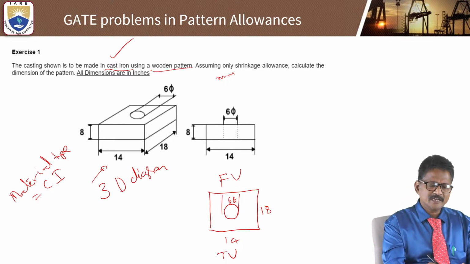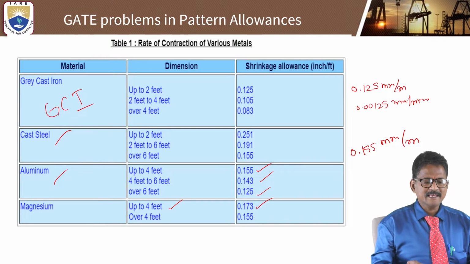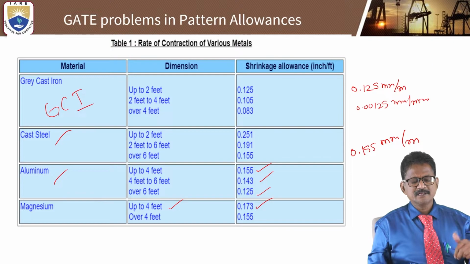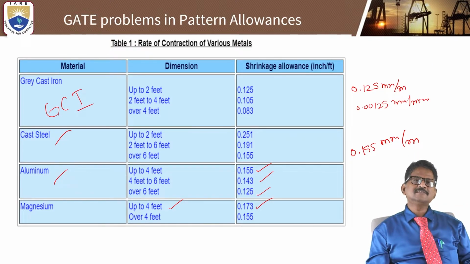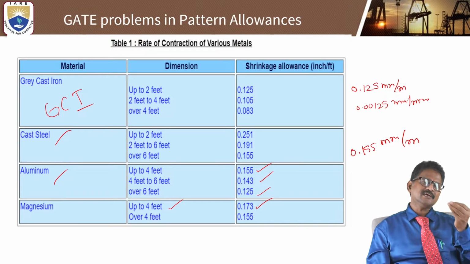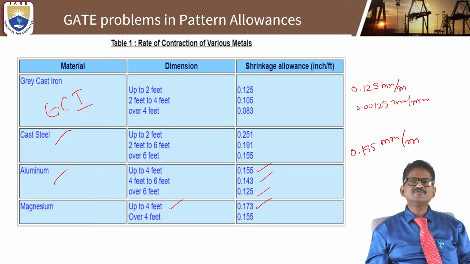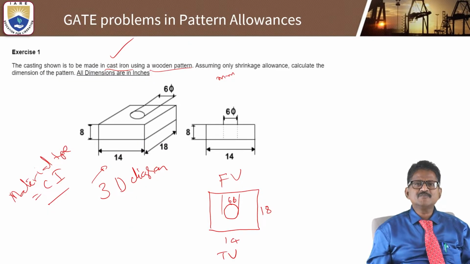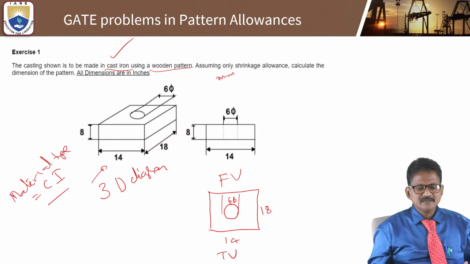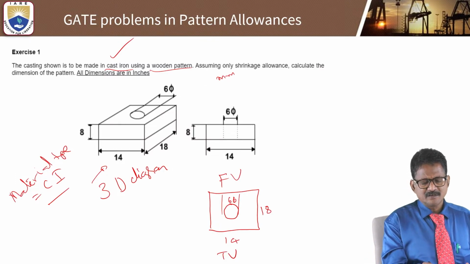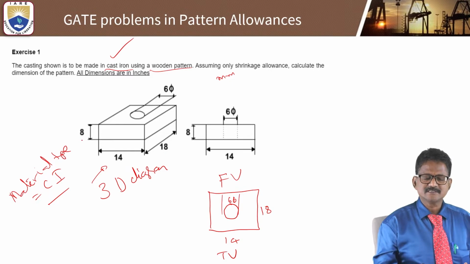The material type is cast iron. Go to the table, and here you can see grey cast iron. Different types of cast irons exist. If they didn't mention any cast iron, you can assume that it is grey cast iron. So for grey cast iron, up to 2 feet. Look at the dimensions given: 14, 18, 8, 6.